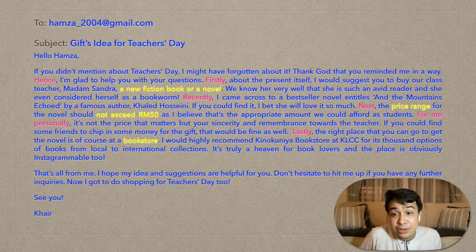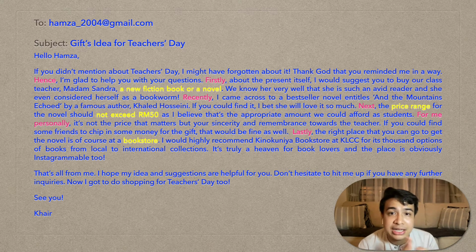Okay, so this is going to be amazing. All right, and also you add another elaboration towards it, like it is truly a heaven for book lovers and the place. So this is another attraction, why you suggest Kinokuniya bookstore at KLCC to Hamza. So you answered all the three requirements already. So first of all, you have the contact, how you begin your email, and then you answer the three questions. And don't forget to end your email appropriately. So you already started, you already answered the questions, of course you have to close the email appropriately.